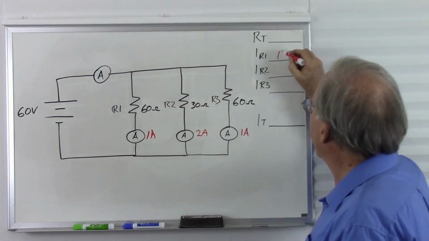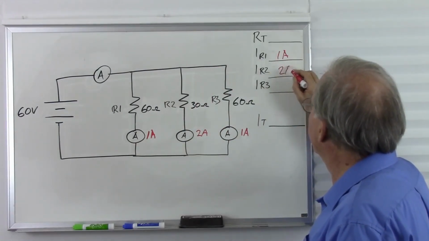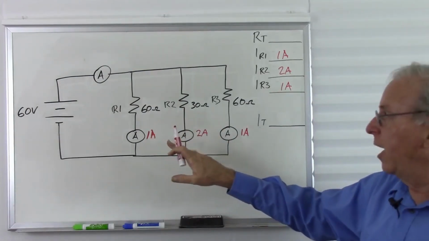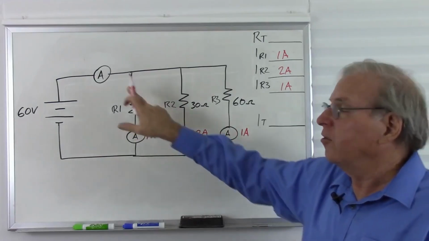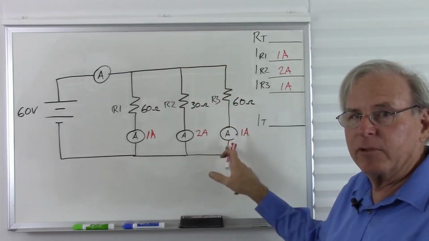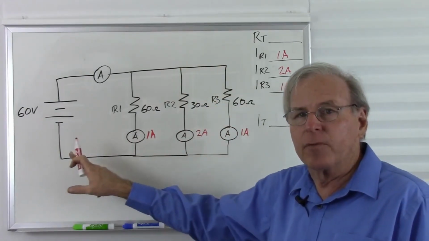So we have 1 amp, 2 amps, and 1 amp. That gives us a total current of what? 4 amps. So we have 4 amps. 1 amp goes this way, 2 amps goes that way, 1 amp goes this way, then they all come back together to be 4 amps again.